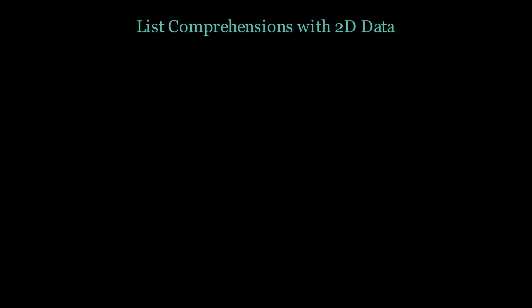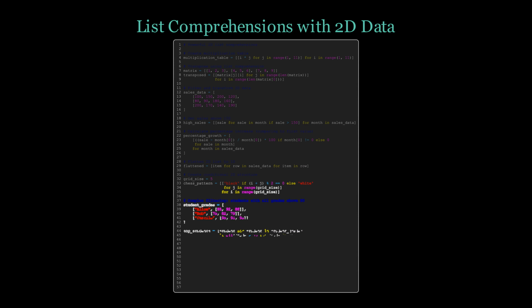List comprehensions become incredibly powerful when working with 2D data, allowing you to transform, filter, and process nested structures elegantly. List comprehensions excel at 2D data manipulation. Create multiplication tables, transpose matrices, filter data conditionally, calculate transformations, flatten structures, and generate patterns. Nested comprehensions can replace complex loops while remaining readable and efficient.